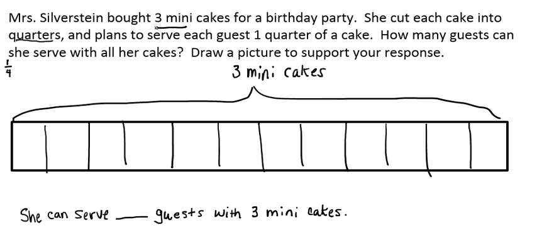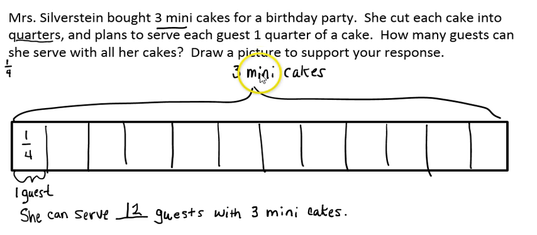And that means that each guest will get 1/4. So I'll label this as 1 guest. So 1 guest will get 1/4 of a mini cake. Since the question is how many guests can she serve with the 3 mini cakes, all we need to do is count up how many quarters we have here. So if you look across the tape, I have 12 sections. So she can serve 12 guests with the 3 mini cakes, and each guest will get 1/4 of a cake.